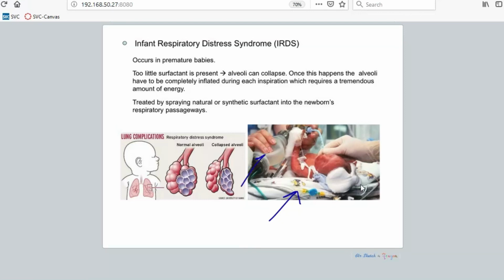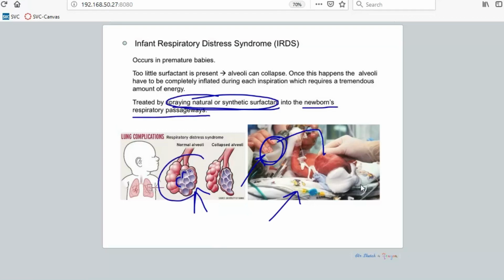So what do we do? What are they doing here? They have this solution, and they're sticking it down into the trachea. Ultimately, they're spraying surfactant down there, because the respiratory tract is an open body cavity. It goes down into the lungs, eventually gets into the alveoli, and makes its way into that water, and that allows those hydrogen bonds to be broken. So we simply spray that natural or synthetic surfactant into the newborn's respiratory passageways. The idea is that once the baby's body develops a little more, the lungs can do that on their own.